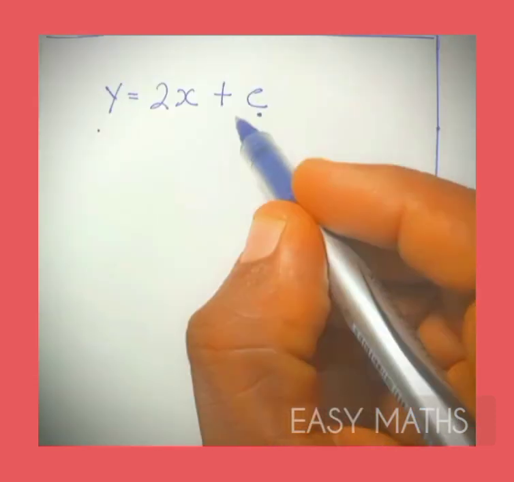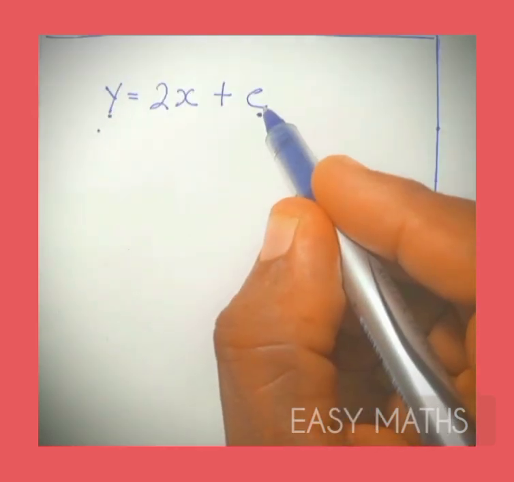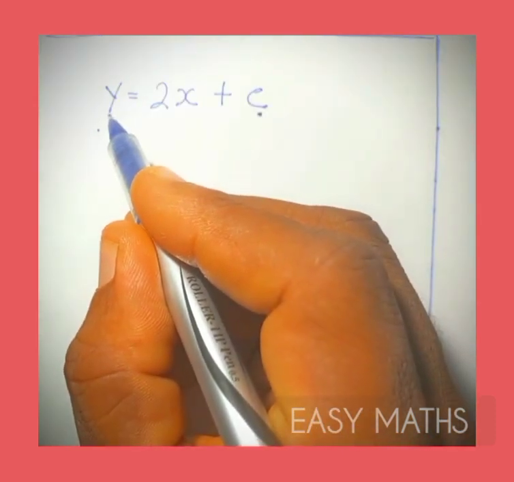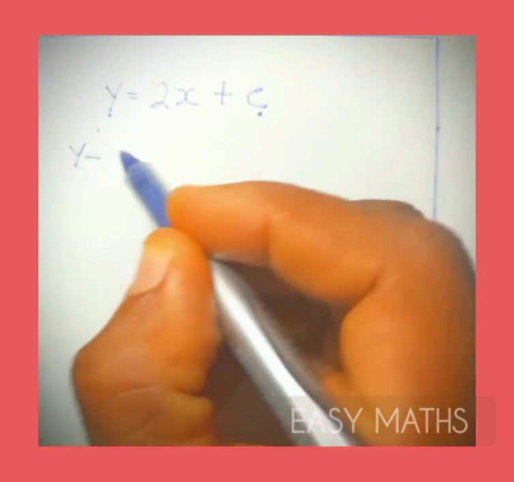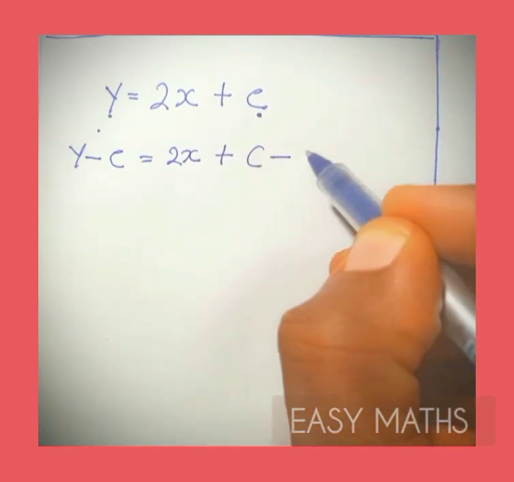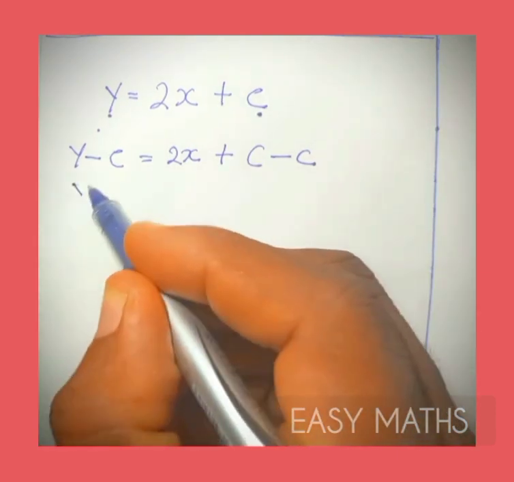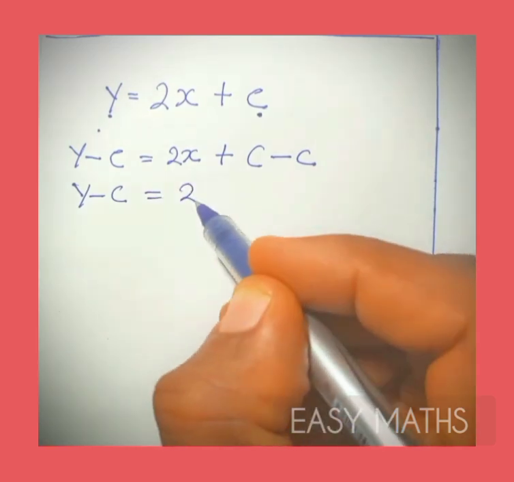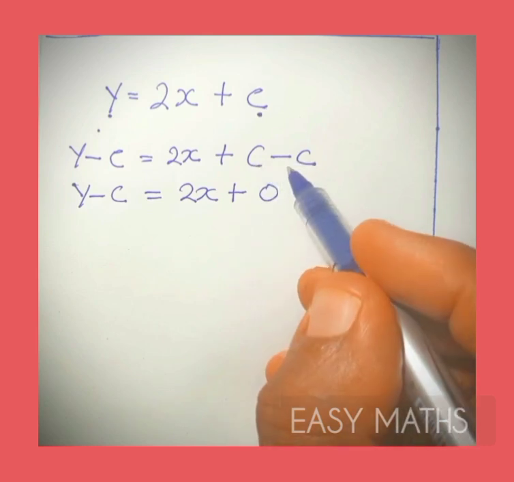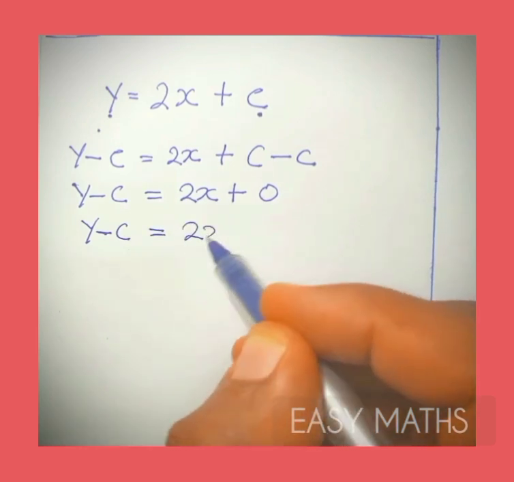Remember, whatever you do to this side, we are going to do to this side. So we are going to subtract c from the right hand side and subtract c from the left hand side. So we have y minus c equals 2x plus c minus c, and this will give us y minus c equals 2x plus 0, because c minus c is 0. So we have y minus c equals 2x.